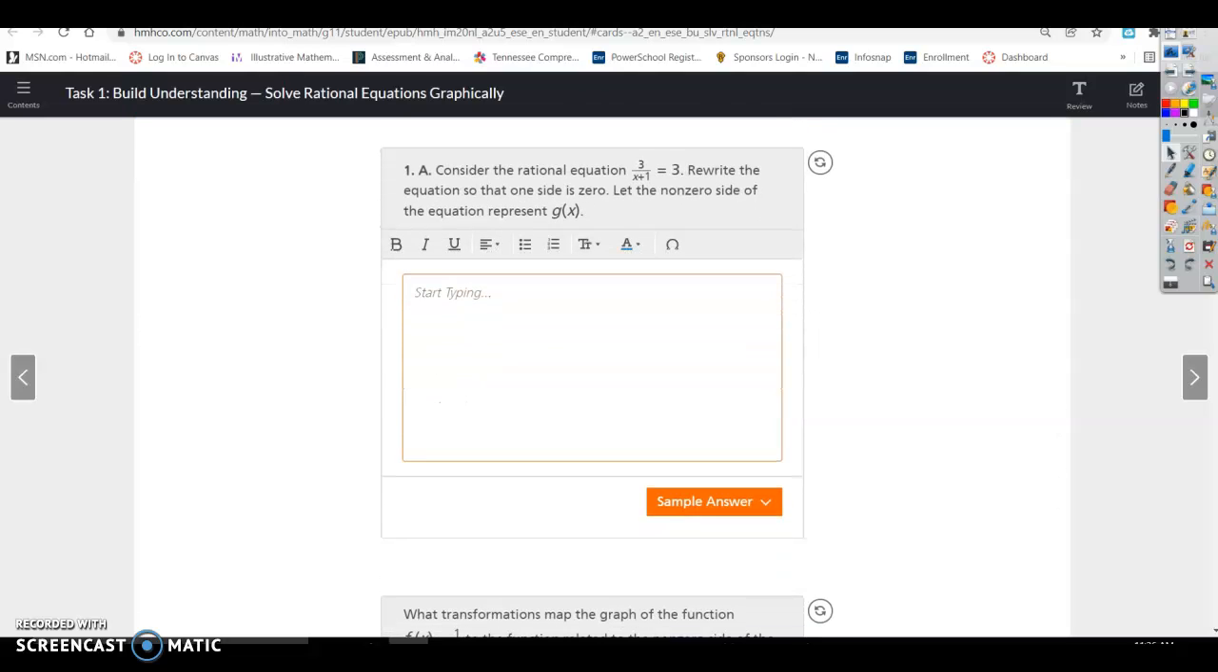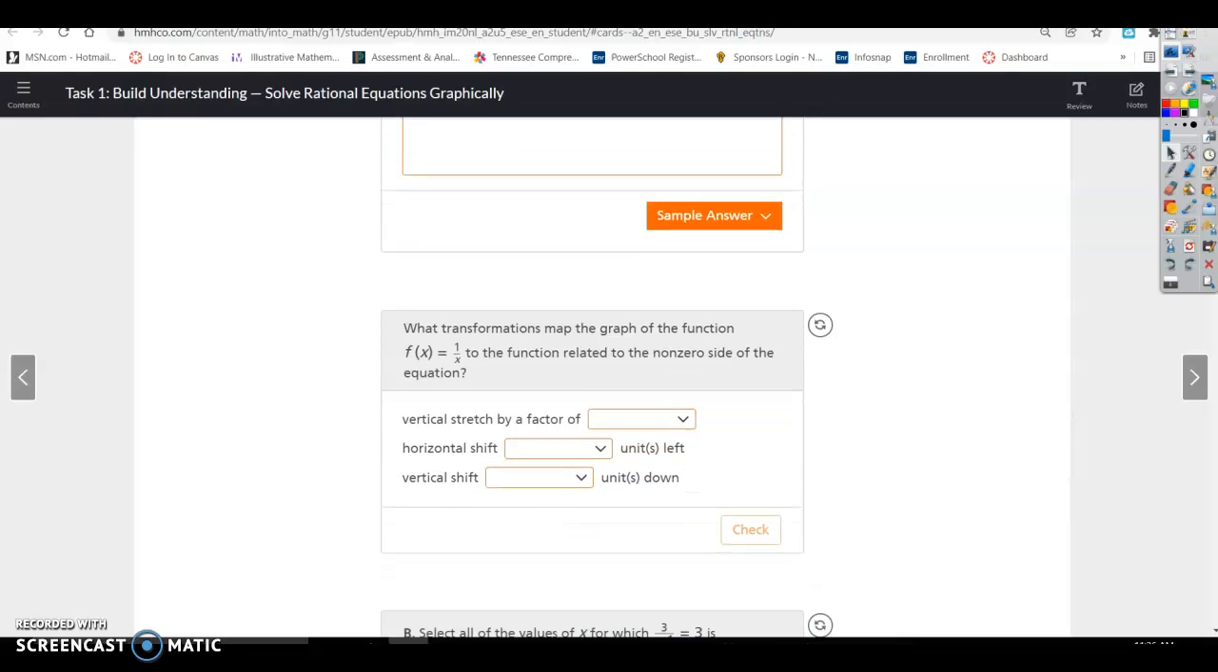All right, consider the rational equation 3 divided by x plus 1 equals 3. Rewrite the equation so that one side is 0. Let the non-zero side of the equation represent g of x. So g of x is going to equal 3 over x plus 1 minus 3. All we have to do is subtract 3 to the other side.